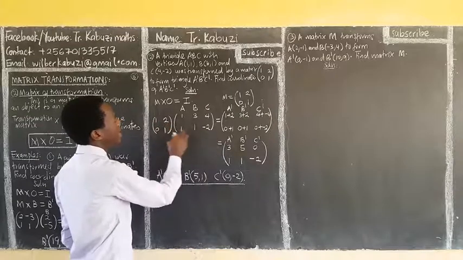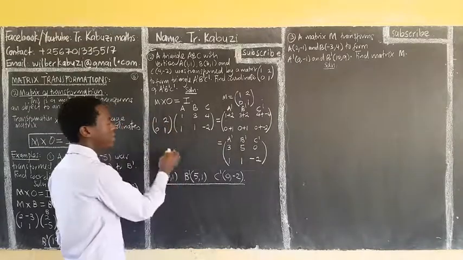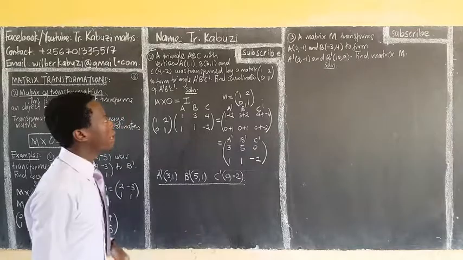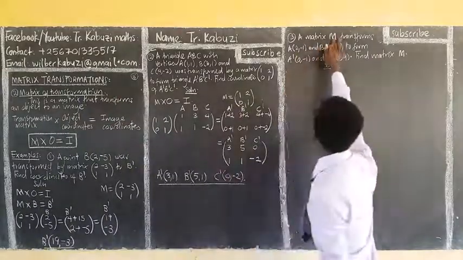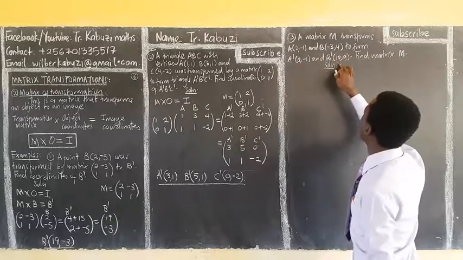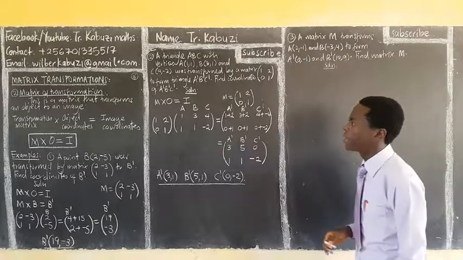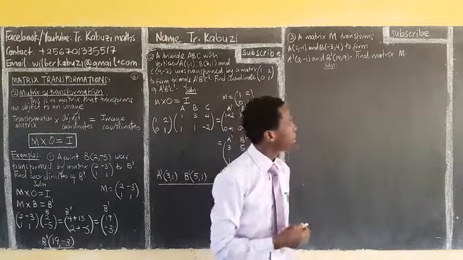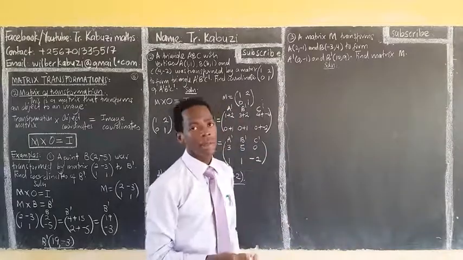Plus this will multiply, but these are not zeros. But if you have a 0, that is the idea. Now, a matrix M transforms A and B to form A prime and B prime. Find the matrix M. Now there we have a very big problem. We don't have the matrix of transformation.